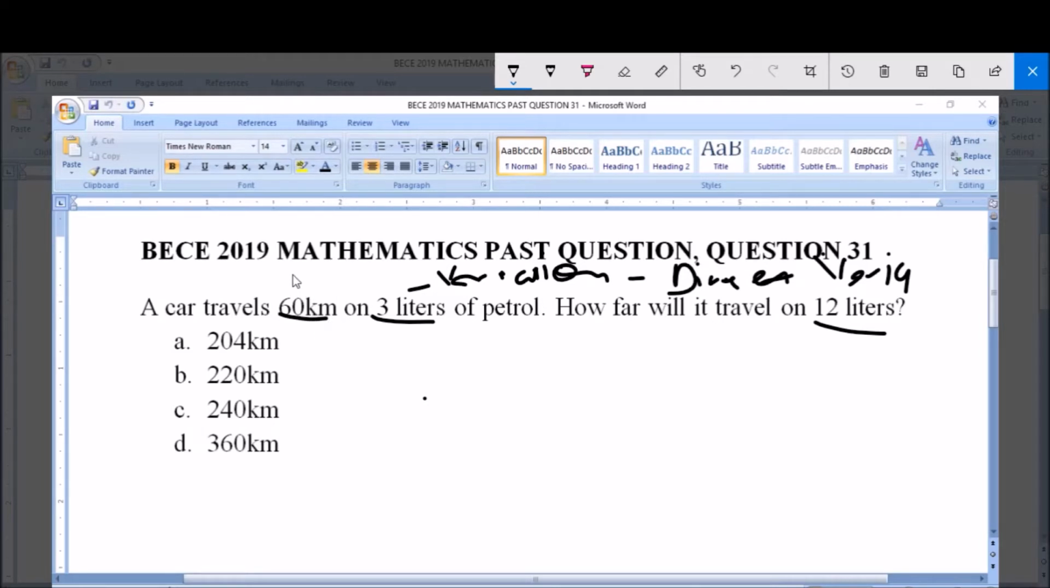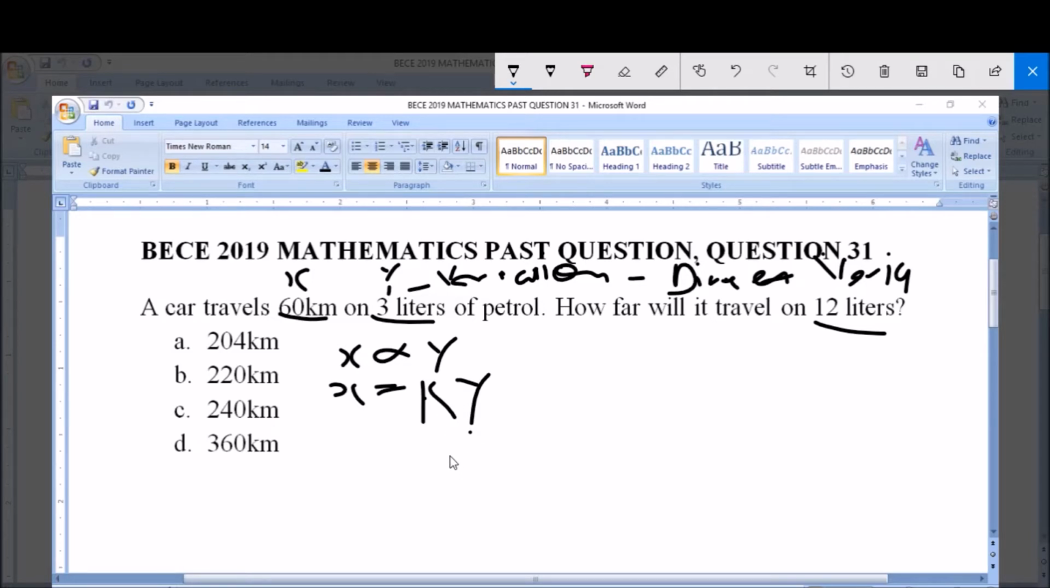Now let's take the number of kilometers to be X, and the number of liters of petrol to be Y. Because it's a direct variation, we say X, which is the distance traveled, is directly proportional to Y, which is the number of liters of petrol. To remove the proportionality sign, we introduce a constant, and we say X is equal to K, which is a constant, times Y, the number of liters of petrol.